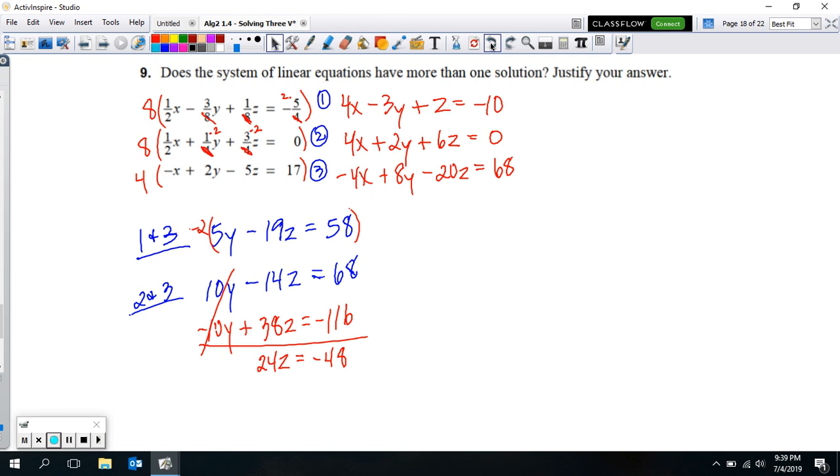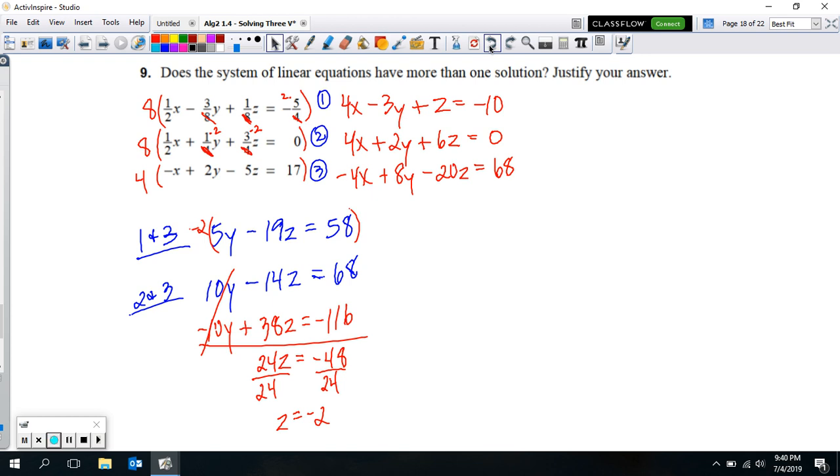Now, what we've noticed so far is that we're not crossing out our letters. We're not canceling out these y's and z's. That's usually what happens when we have an infinitely many solution answer. So we're able to solve for a variable here. Divide by 24, we're able to solve for z and get z equals -2.